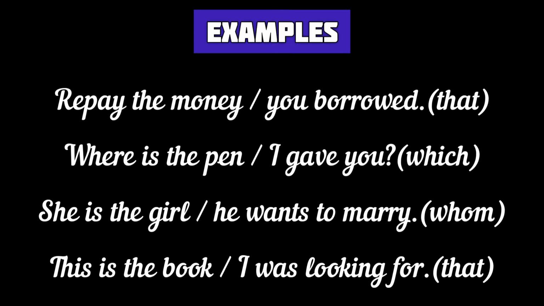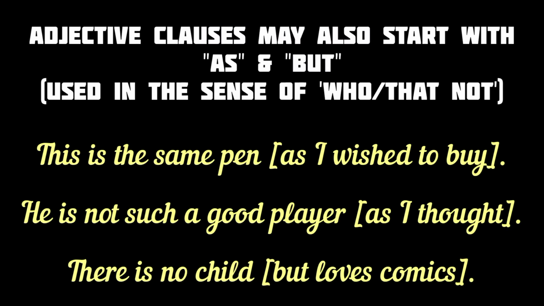And in the last sentence, "this is the book I was looking for", the relative pronoun "that" is omitted. And mind you, in spoken English in particular, this practice of omitting the relative pronoun is quite popular. Sometimes adjective clauses may also start with "as" and "but". "But" is used in the negative sense of "who not" or "that not".